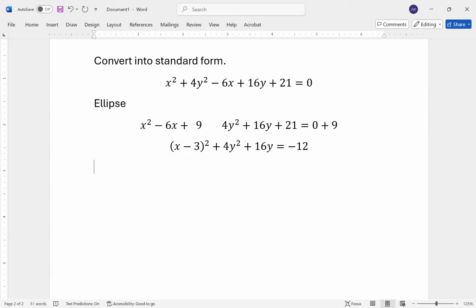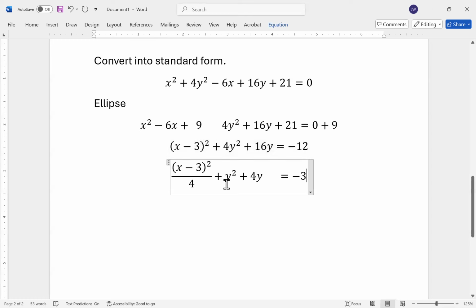At this stage, I have completed the square with the x part. Now I need to complete the square with the y part. In order to do that, I need a coefficient of 1 in front of my y squared. So I divide everything by a 4. I divide the x minus 3 squared by a 4, and then I divide the 4y squared by a 4, and then I divide the 16y by a 4. I'll leave a blank, and then put equal to negative 12 divided by 4, which is a negative 3.